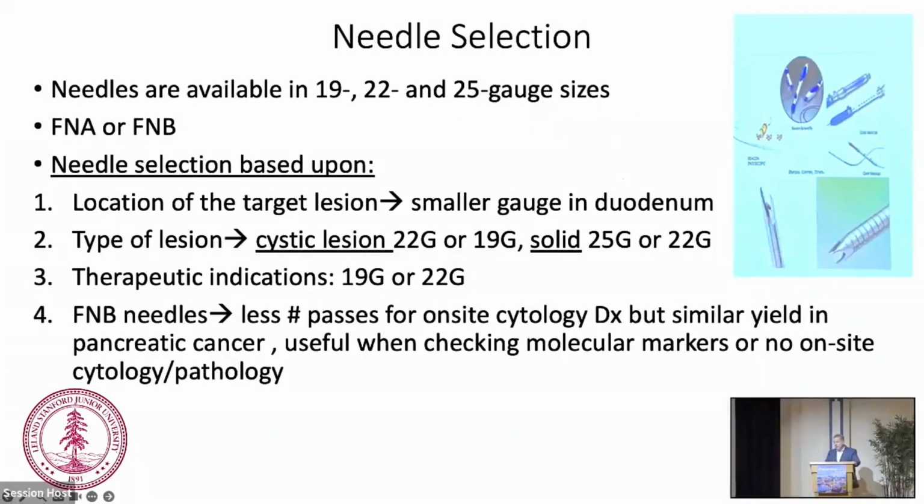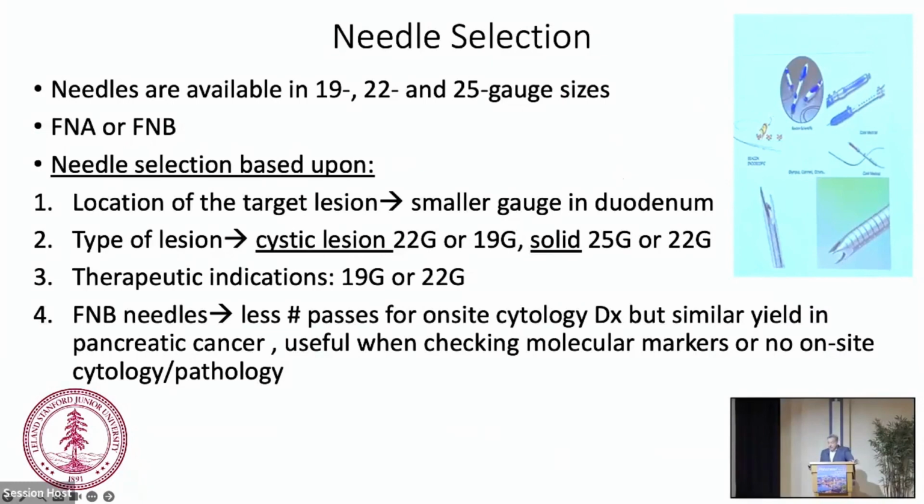A little word about needle selection. So we have different needles, both for FNA and FNB, and really the needle selection is based upon location. We prefer kind of small needles in the duodenum, the type of lesions that we are going to biopsy, and whether we have a therapeutic indication.